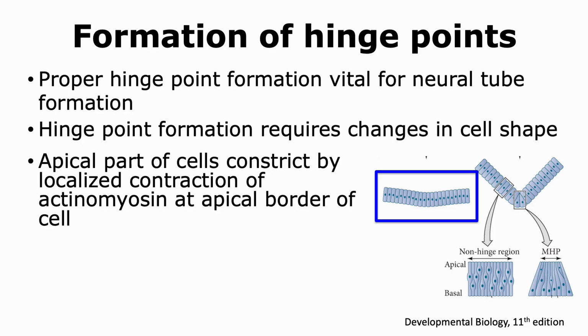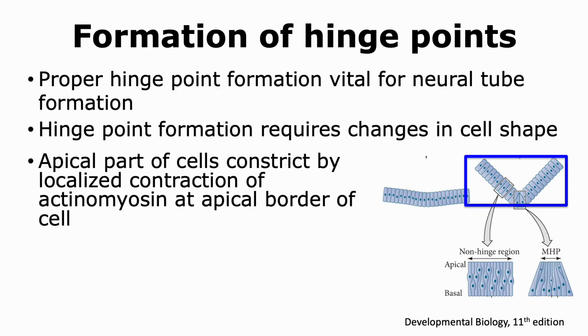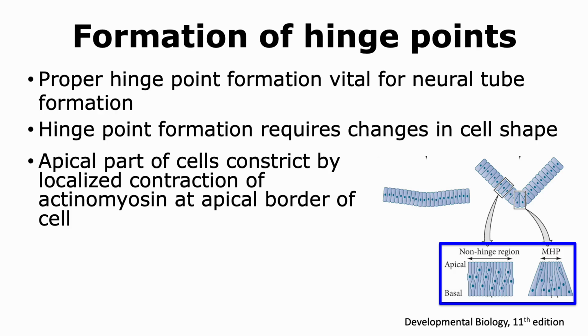Now let us look at the figure that's in the blue box, where we're seeing a sheet of cells. Now imagine that this was the neural plate cells. And to form a hinge point, they have to undergo a change in the cell shape to form a V-like structure. So the cells have to change from a parallel stage to where one portion of it is narrower than the other part of it.